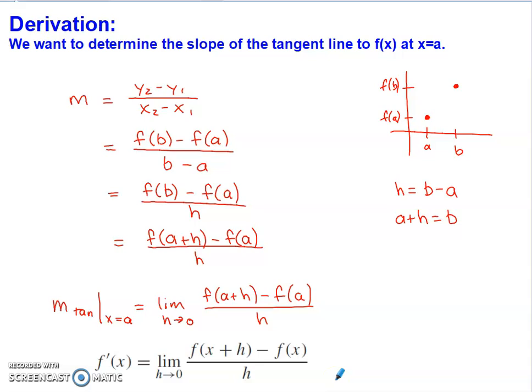Now, in the next few videos, you'll see a few examples of me actually using this to produce some derivatives with the definition, but I want to make sure in this initial video we talked about how to develop this notion, how to develop this definition.